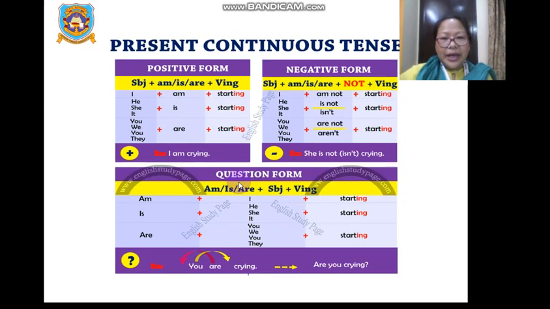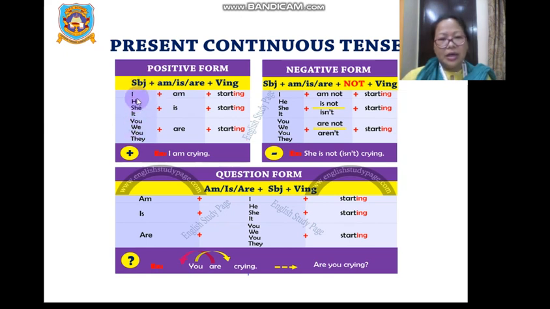Now next we will learn present continuous tense. A present continuous tense is formed with this. Look at these forms here. It's a positive form, a negative form and a question form. Present continuous tense means the action is going on, correct, at present. That is, when we're talking about the subject, it is subject plus am, is, are plus verb with ing.